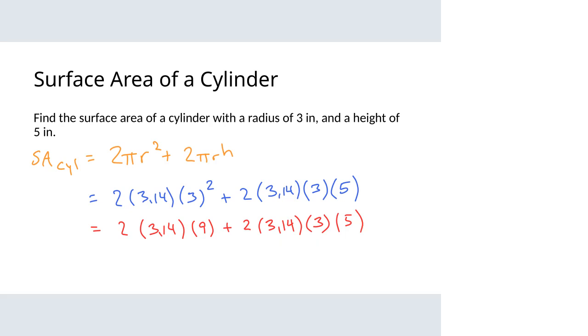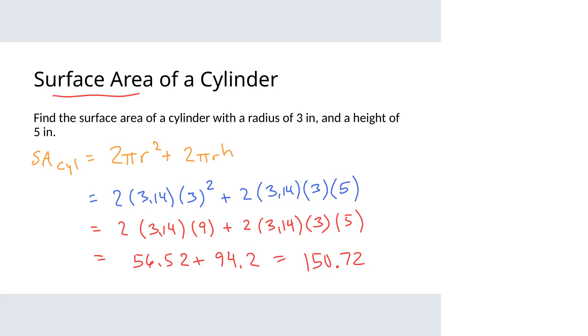So let's see, we'll have 2 times 3.14 times 9. That's 56.52. And on the other side there, we have 2 times 3.14 times 3 times 5, which is 94.2. And the last thing we'll do is add those together and end up with 150.72.